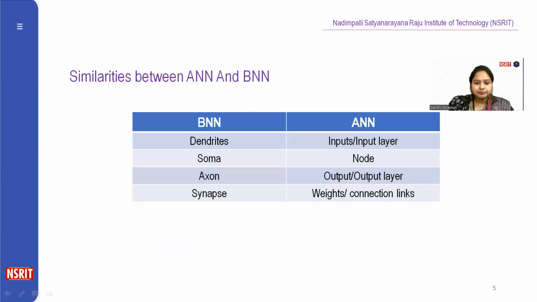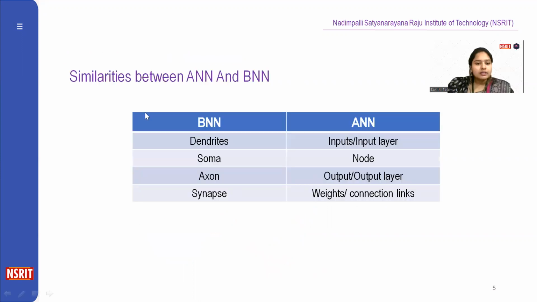Now coming to the similarities between ANN and BNN, the artificial neural networks and biological neural networks. In BNN, as you have already discussed, we have four components: dendrites, soma, axon, and synapse. What is the functionality of dendrite? Dendrites receive input signals. So in ANN, the input layer or inputs receive the input signals. Next, soma. All the information gets processed in soma. So in ANN, all the information gets processed in the neurons. You can even call it a node.